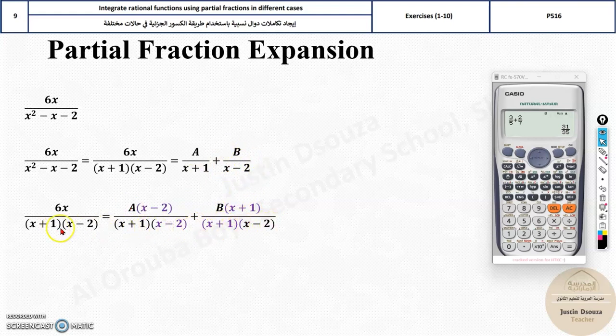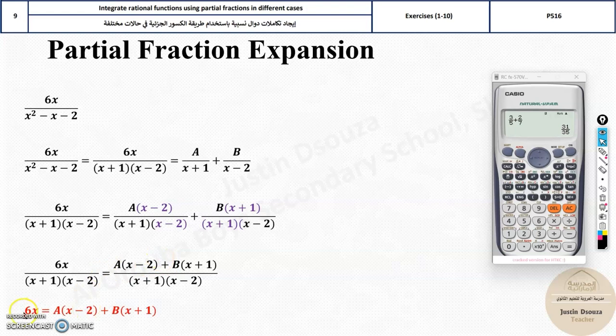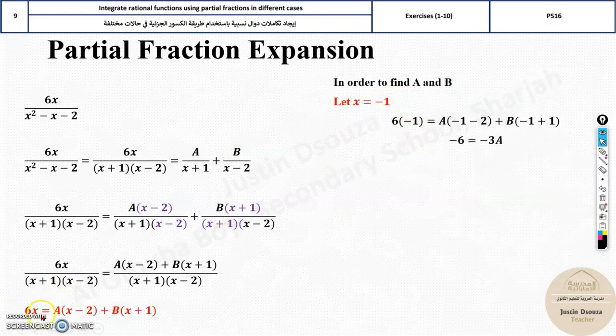Now look at the denominators. They are all the same. The denominators and the numerators can be added up. Now we can equate 6x equals a times (x minus 2) plus b times (x plus 1). Now over here, what you need to do is take the x values. This x, take x plus 1, take 1 to the other side, it will be x equals negative 1. So in order to find a and b, put x equals negative 1, and solve. Over here, wherever x is there, you should put negative 1 and solve.